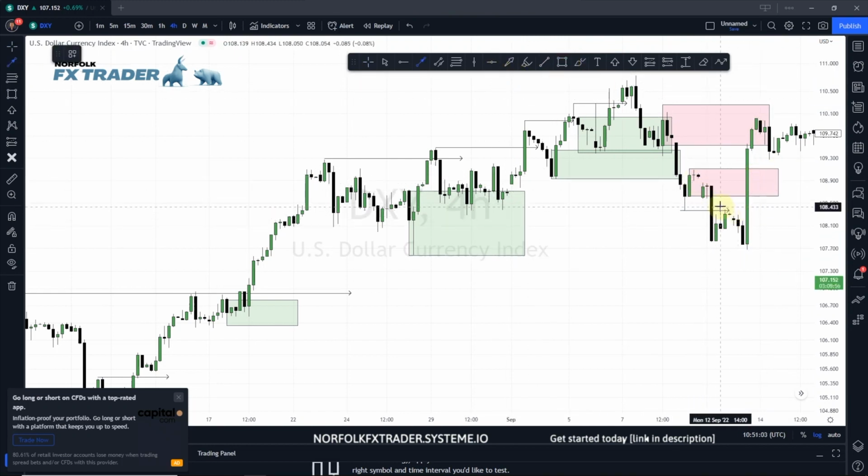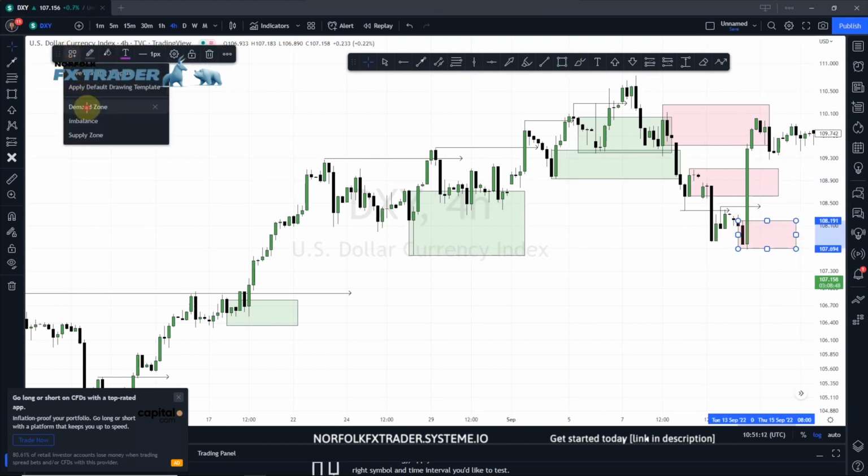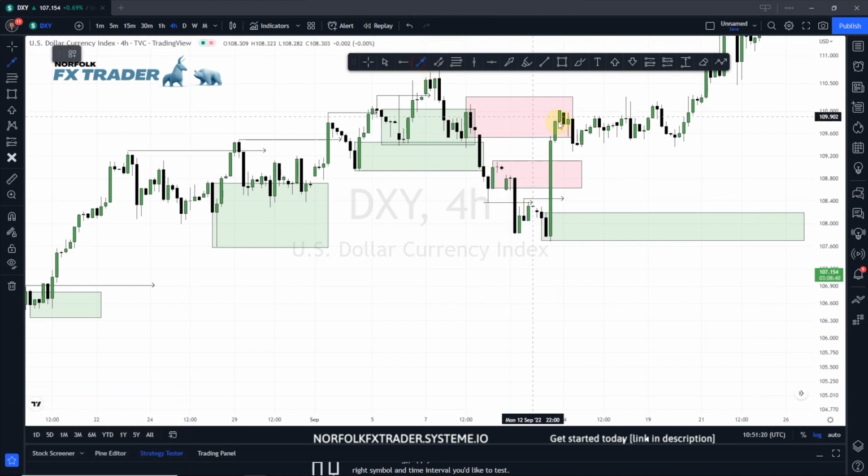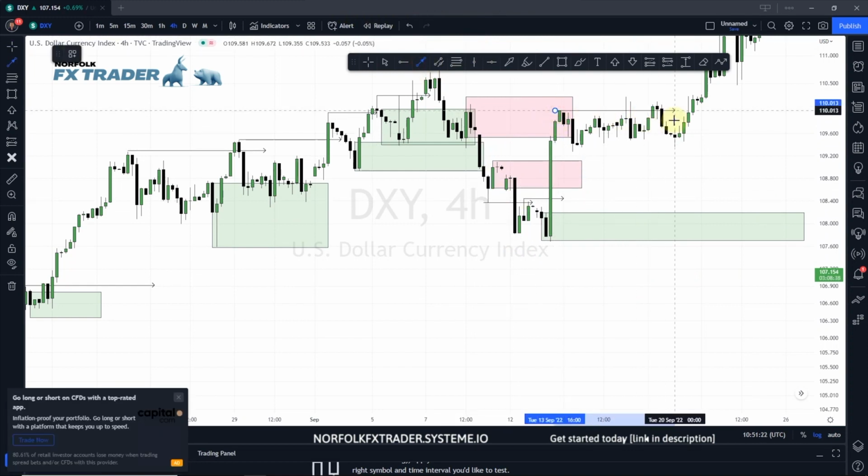Draw this out. We have another break of structure right there in the market. That leaves another area of demand. So mark that out, area of demand. Drag that across. We then continue up, breaking structure. We get into this high. We can mark that out as a new high.